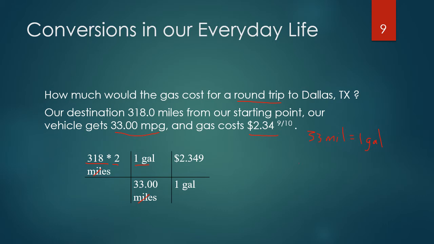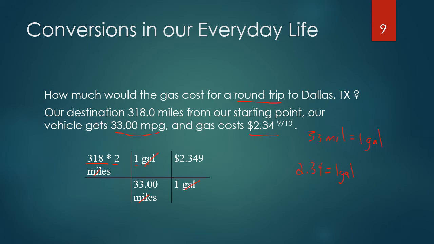So if gas were $2.34 per gallon, that means $2.34 equals 1 gallon. So that's our conversion factor. We represent it in a fraction form, putting gallons in the denominator so they're on opposite sides of that horizontal line.